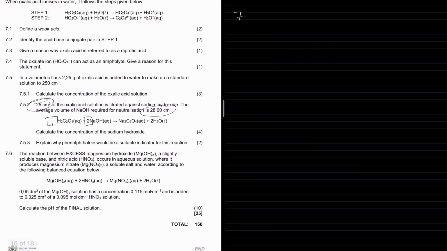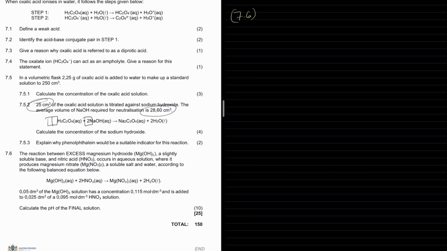Question 7.6 reads: the reaction between excess magnesium hydroxide, a slightly soluble base, and nitric acid occurs in aqueous solution, where it produces magnesium nitrate, a soluble salt, and water, according to the following balanced equation. 0.05 dm cubed of magnesium hydroxide solution has a concentration of 0.115 moles per dm cubed and is added to 0.025 dm cubed of a 0.095 moles per dm cubed HNO3 solution. Calculate the pH of the final solution.